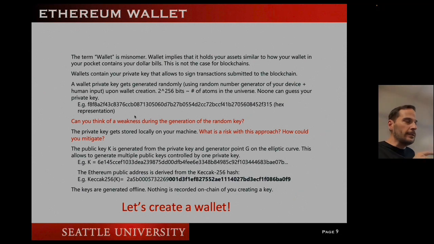Now, when you install a wallet, a private key gets generated randomly using a random number generator on your device that usually takes into account also human input like mouse movement to get really true randomness. And the key has a key length of 256 bits. And that means it exceeds the number of atoms in the universe. So no one can really guess the private key.